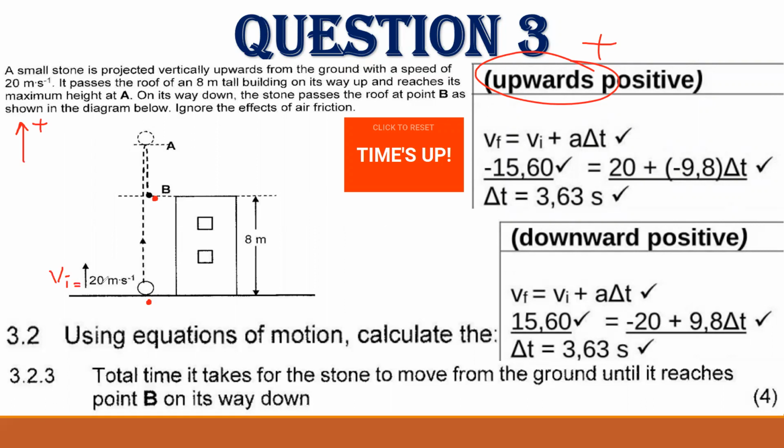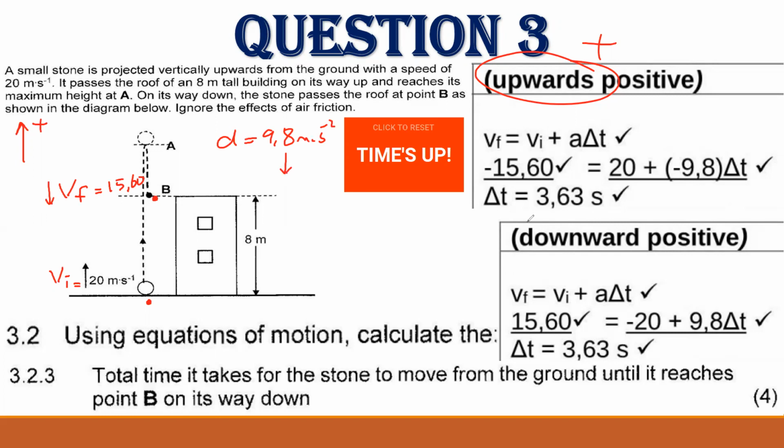V initial equals 20 meters per second and going up. And then V final we know already from the other question. We calculated it is 15.60. But what I know is it is going down. Direction is very important. All right, so we have to show which direction. And then what else do I know? Acceleration is 9.8 meters per second square, and always down. We know that.